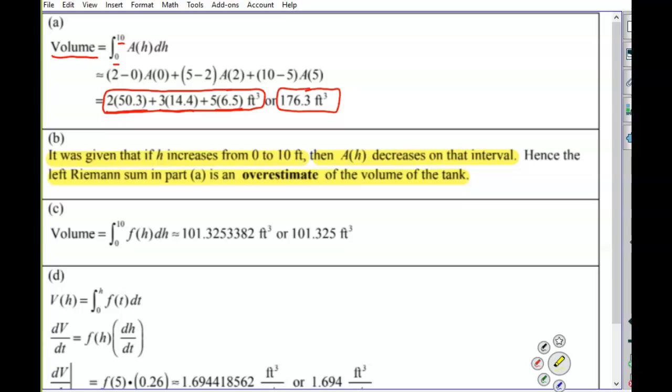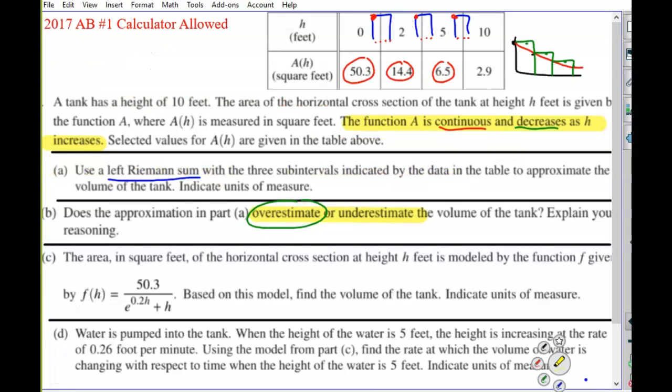I'm a visual learner, so I drew that little graph just to show that. The graph is not an explanation. That's just for you to make sense of the problem. Okay? All right, part C. I'm going to jump back here quick. So part C says the area in square feet of the horizontal cross-section at height h feet is modeled by the function f.